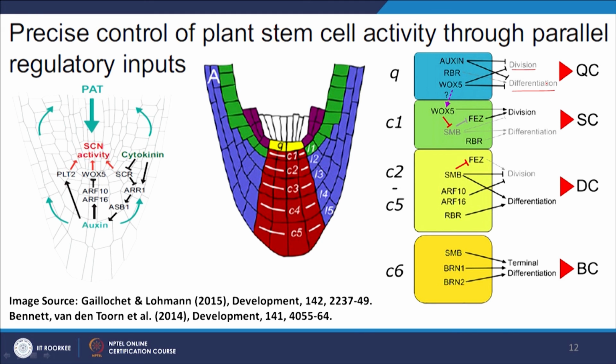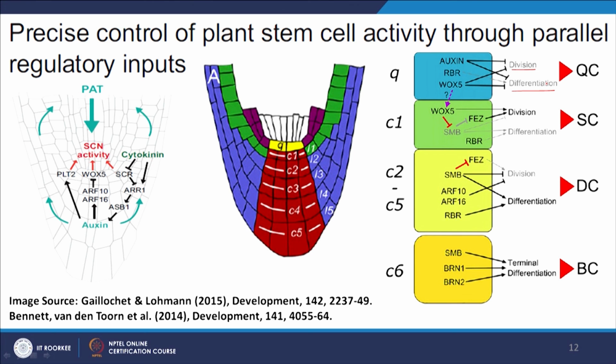In the QC there is less division and less differentiation, or you can say the QC has no division, no differentiation. But WOX5 is present. If you come one layer down, this layer is the stem cells, and stem cells have to divide. So, here division dominates over differentiation, WOX5 is very active, RBR is active and FEZ is active. But in the other layers, C2 to C5, ARF10, ARF16, SMB, FEZ and RBR interact and shift the transition from cell division mode to cell differentiation mode.